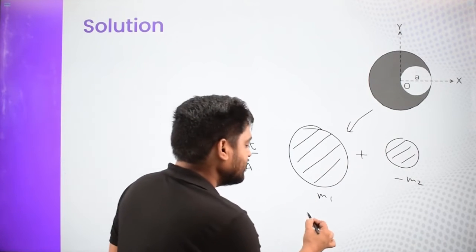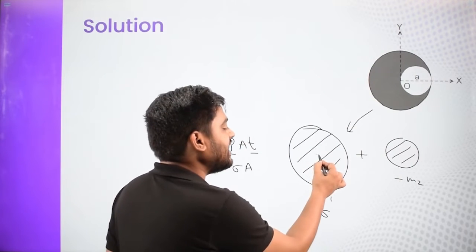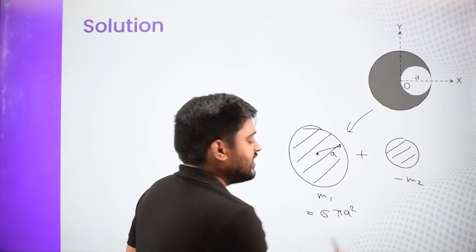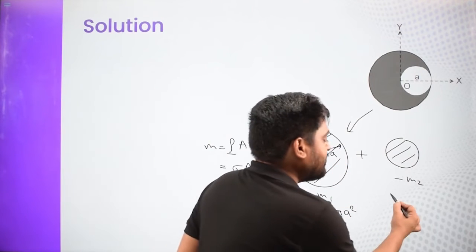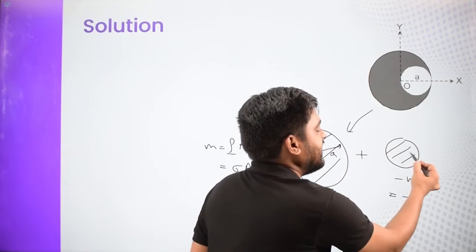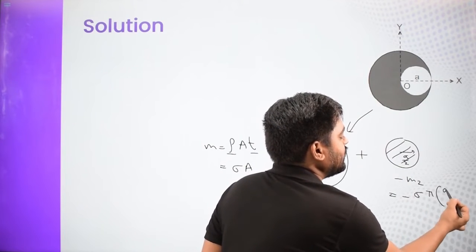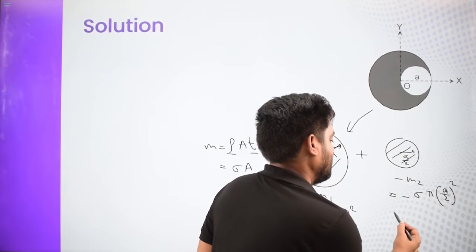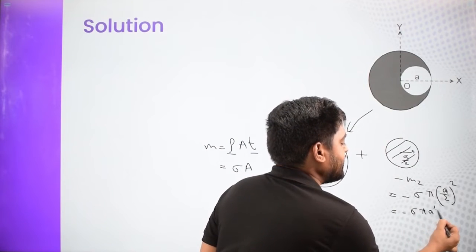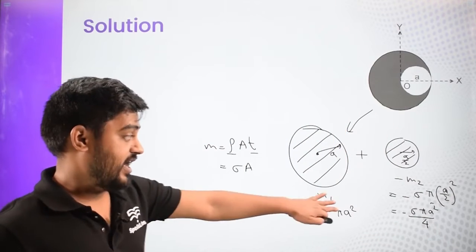What is M1? M1 is sigma into A. What is A? A is the area of this, which has radius A. So the area is pi A square. Similarly, what about M2? M2 is going to be negative. The same sigma, but the radius is going to be A by 2. So it is pi times A by 2 whole square, pi R square, minus sigma pi A square by 4. This is going to be my M2.